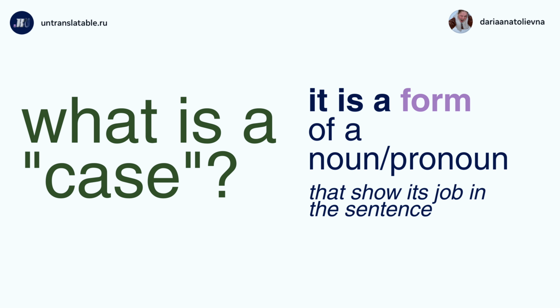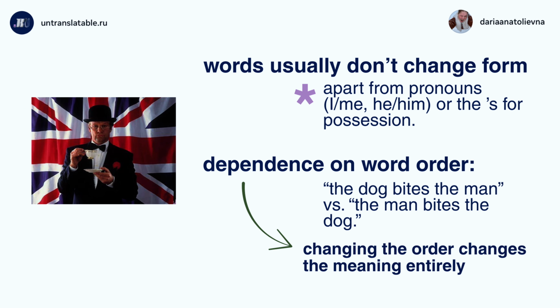First, what even is a case? If you're new to this, cases are just different forms of a noun or pronoun that show its job in the sentence, like subject or object. In English, we barely have this concept. Aside from pronouns like I, me, he, him, and so on, or adding s for possession, English words don't really change form. We rely on word order. The dog bites the man versus the man bites the dog. Swap the order and you change the meaning.